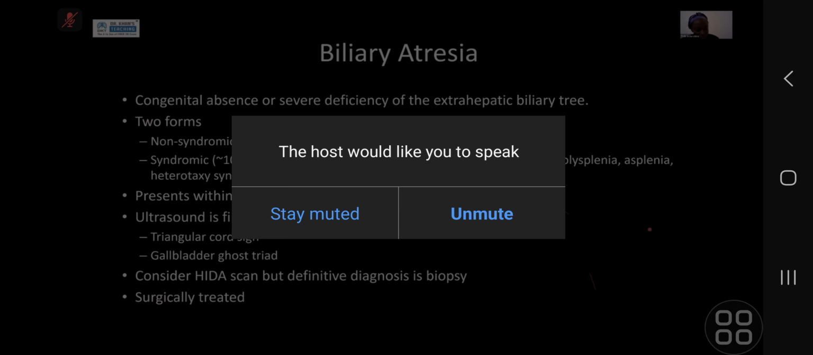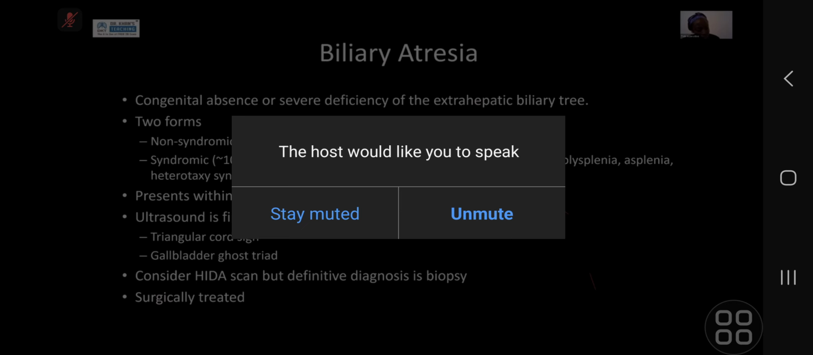So ultrasound is the first line imaging, as I've said, and we're looking for those atretic fibrotic bile ducts, which is the triangular cord sign, and we're looking for the abnormality of the gallbladder. Often with biliary atresia, you do not get intrahepatic duct dilatation. So if you have intrahepatic duct dilatation, then it's unlikely to be biliary atresia.